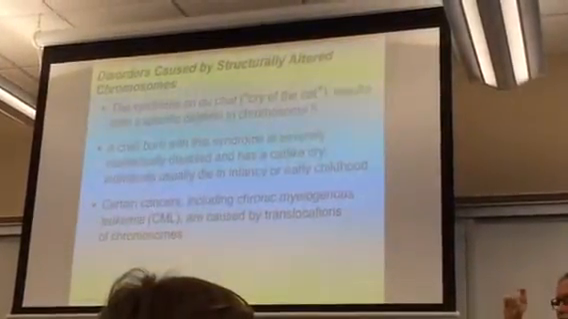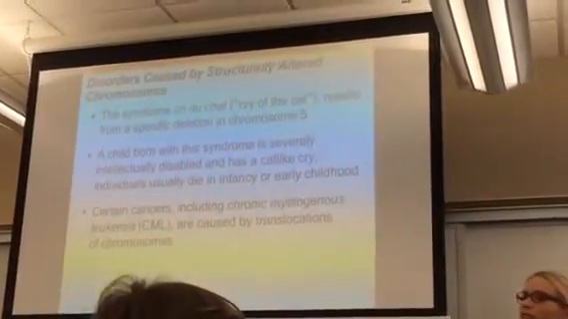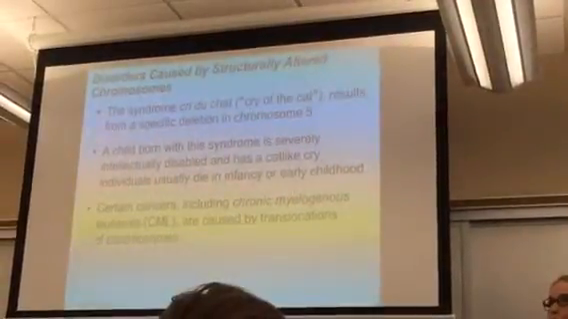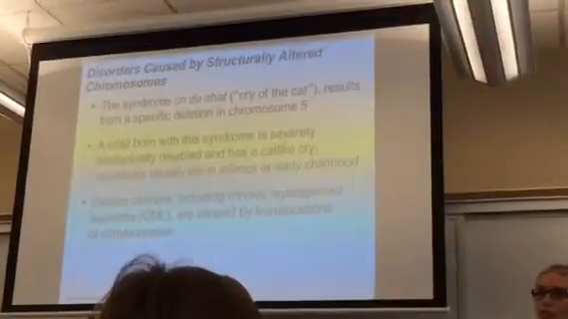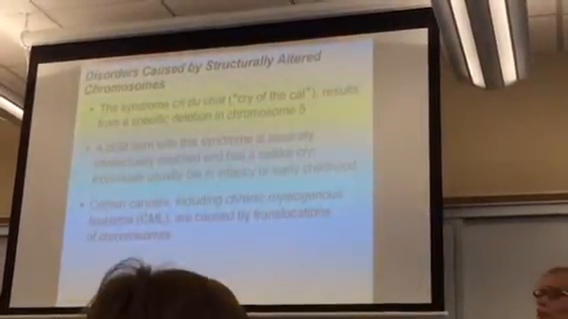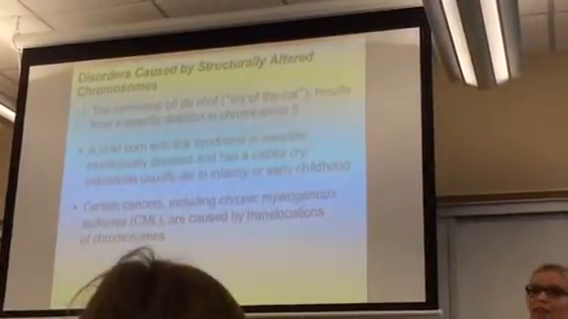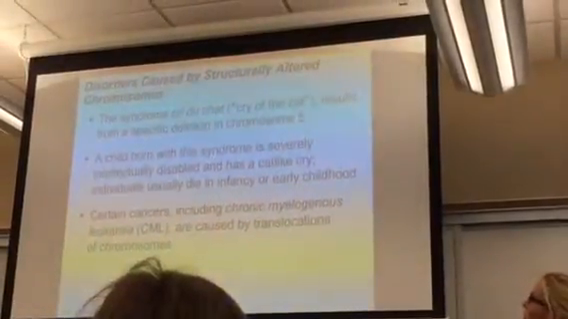I think it's the very top of chromosome 5 that pops off and doesn't get replaced. And children that are born with that, when they cry, they sound like a cat. And so it was named Cri du chat. And usually children that are born with this die early in childhood, unfortunately.